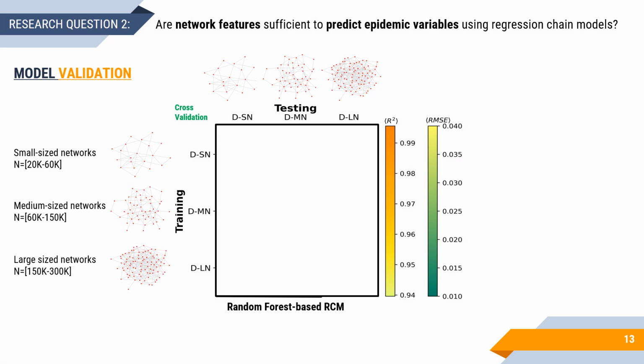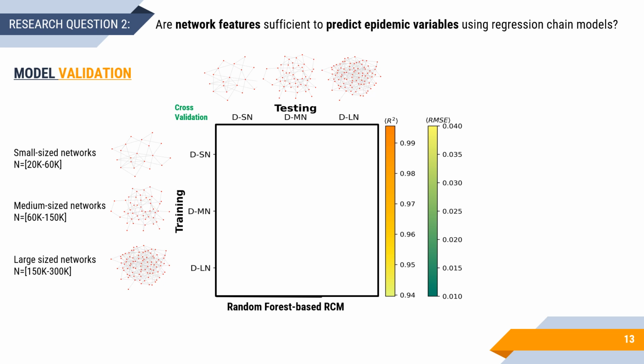In this experiment, we assess the competence of the regression chain model for all 3 datasets by training and testing on similar and dissimilar sized networks. The matrix shows the heat map of R2 scores and the RMSE values. For example, the first entry of the cell corresponds to the model performance when the model is trained and tested on small-sized networks.